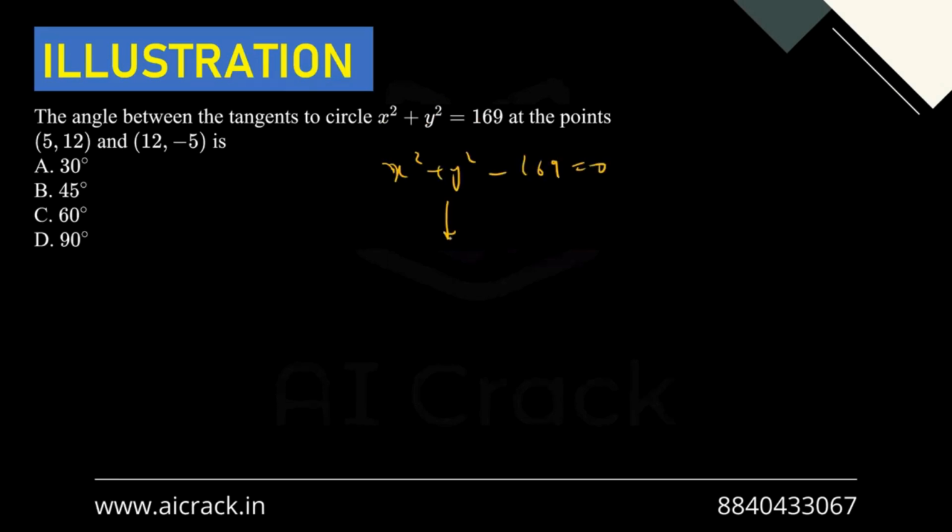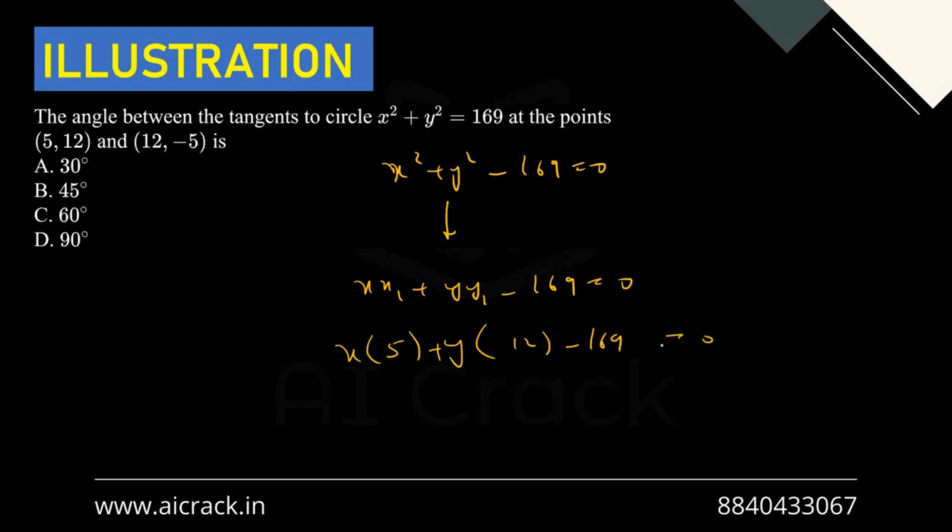Now if you apply the transformations over here, we're getting x x1 plus y y1 minus 169 equals 0. So the first point is (5, 12). So that would give me x times 5 plus y times 12 minus 169. So basically that becomes 5x plus 12y minus 169 equals 0. The second equation would become 12x minus 5y minus 169 equals 0, right?